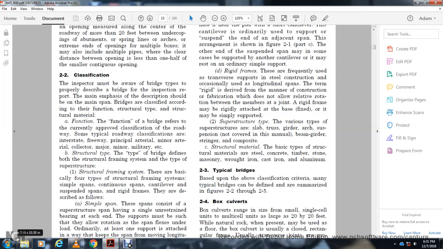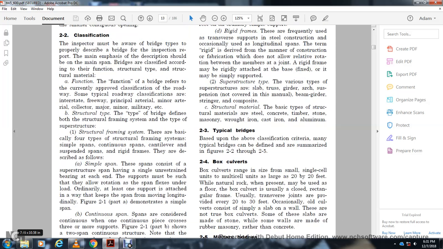They are described as follows. A simple span is a span consisting of a superstructure spanning between substructure supports with a single unrestrained bearing at each end. The supports must allow rotation of the span as it flexes under the load, requiring at least one support to be attached in a way that keeps the span from moving longitudinally. Figure 2.1, Part A, demonstrates the simple span.